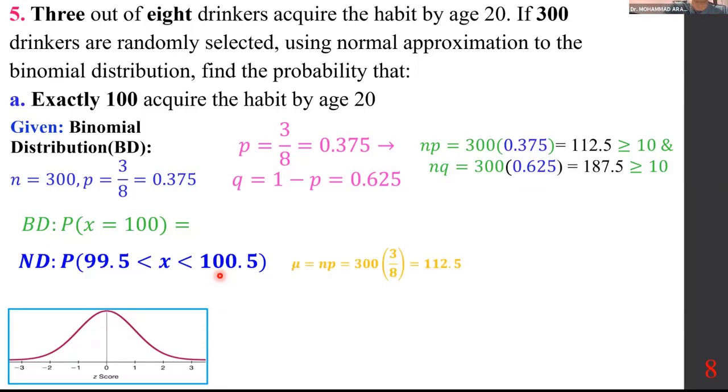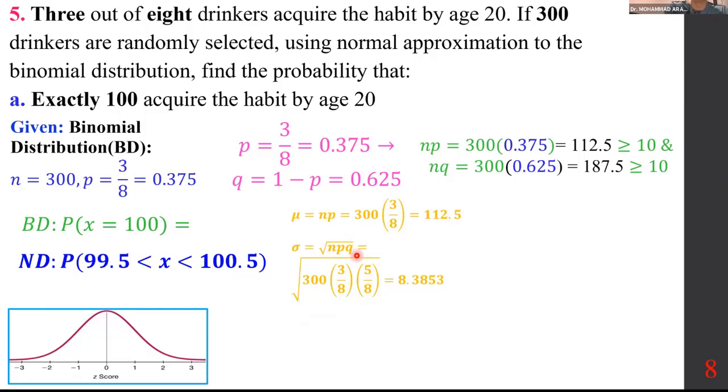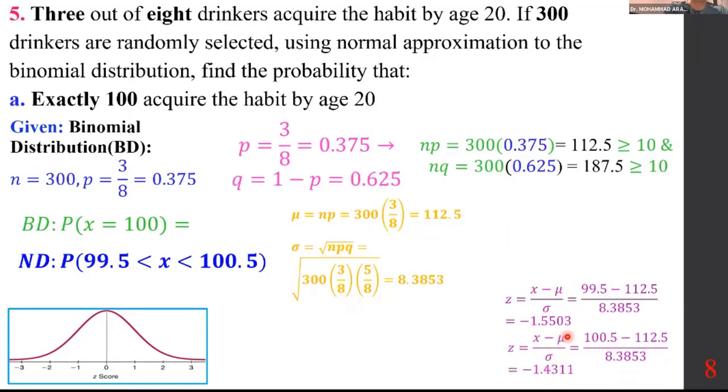So we calculate the mu, it was already done in essence. Sigma is the square root of npq, we need those two, and we may need to use even more decimals. Calculating the z-score, x minus mu over sigma, we know mu, we know sigma, we are going to replace the x with 99.5 and the second time with 100.5, and we have two z-scores that we want.